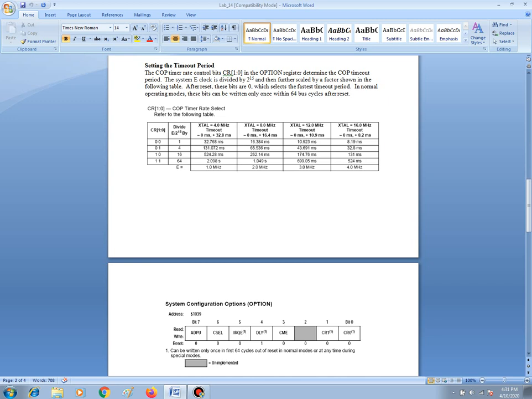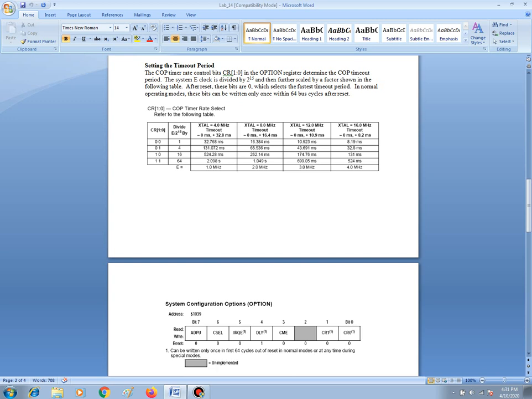The OPTION register is used to set the timeout period for the COP timer. The COP timer rate control bits CR1 and CR0 in the OPTION register determine the COP timeout period. The system E-clock is divided by 2 to the 15th and then further scaled by a factor shown in the following table. After reset, these bits are 0, which selects the fastest timeout period.